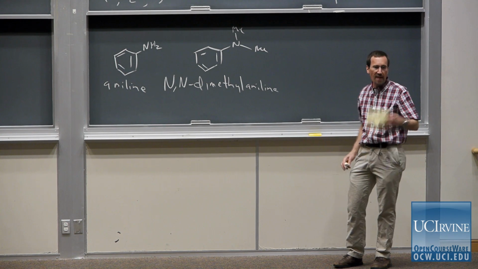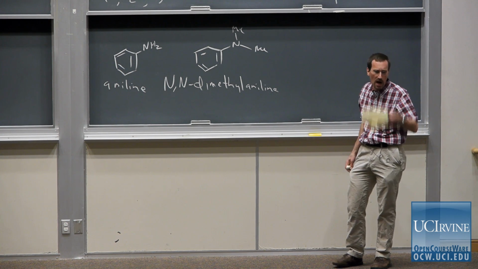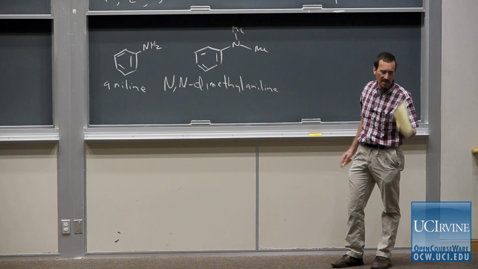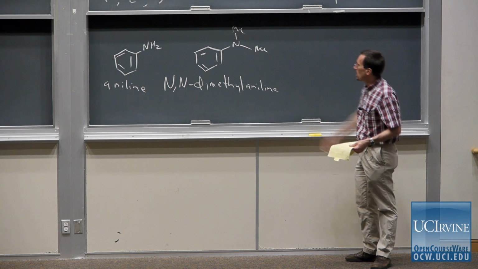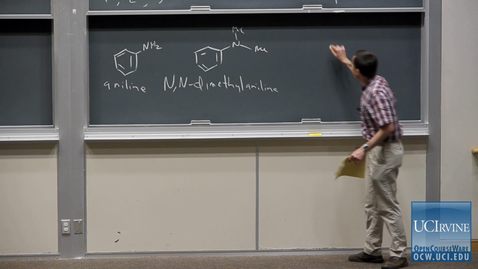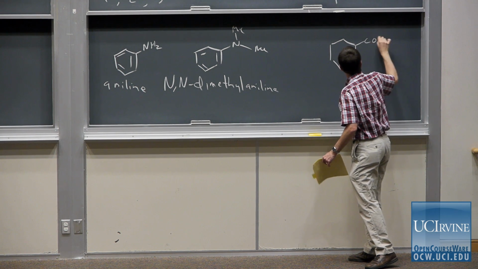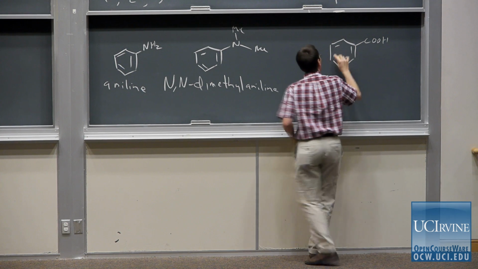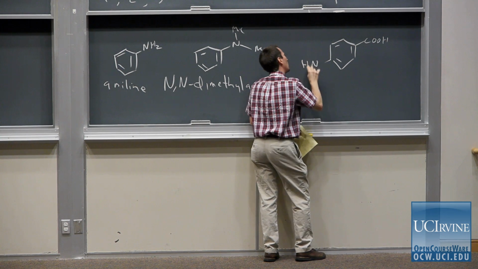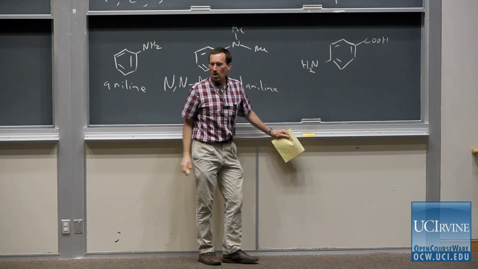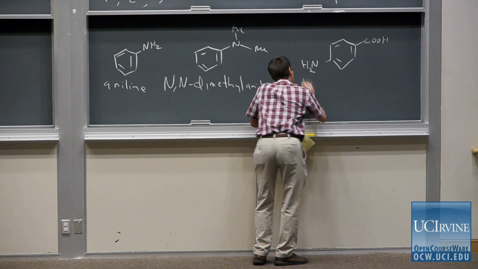Similarly, in terms of ranking and priority, the amino group is pretty far down the totem pole. So if you have a ketone, or an aldehyde, or an acid in the molecule, or a nitrile, you're going to be naming it as an amino substituted molecule. So this molecule here, we don't name as an aniline, we'd call this p-aminobenzoic acid.